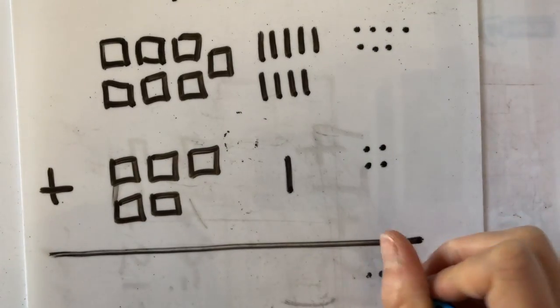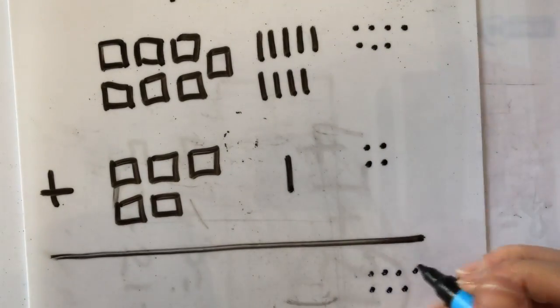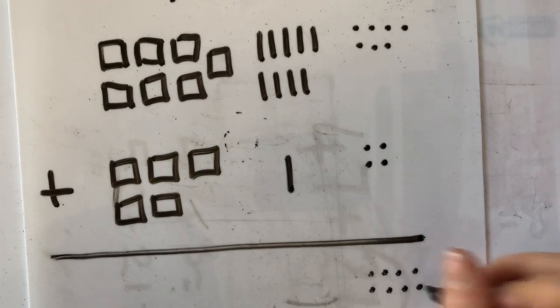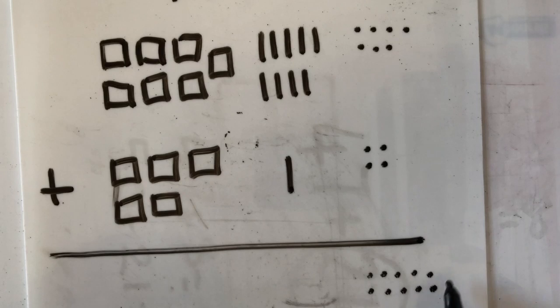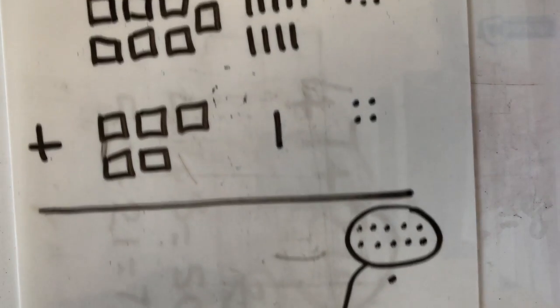I've got 7, 1, 2, 3, 4, 5, 6, 7, and I'm adding on another 4. 1, 2, 3, 4. Okay, you see I've done this, I've got 10 here and I've got an extra 1. So what I'm going to have to do is, because I've got this 10, it is now going to make its way to the tens column. Because I've got a 10, it's no longer worth just 1.